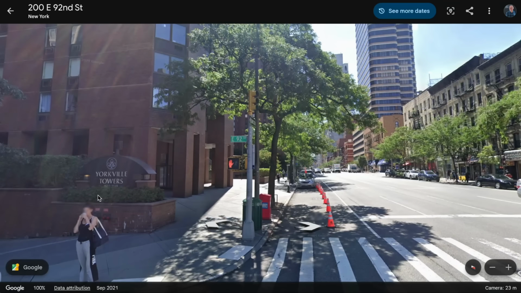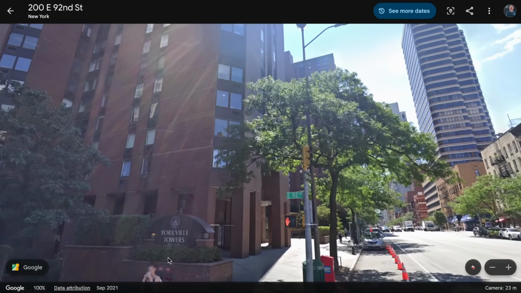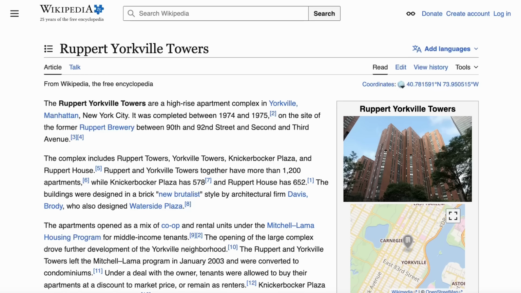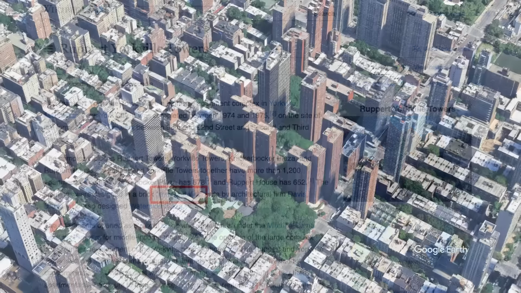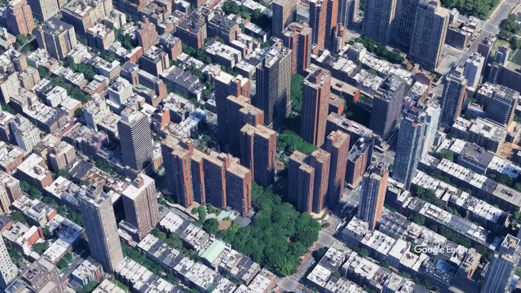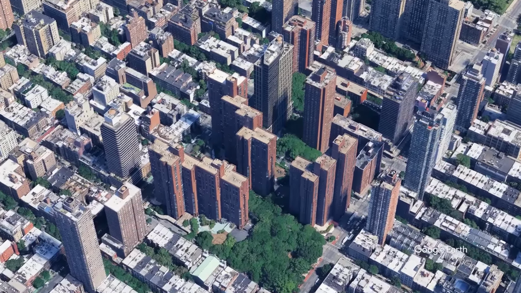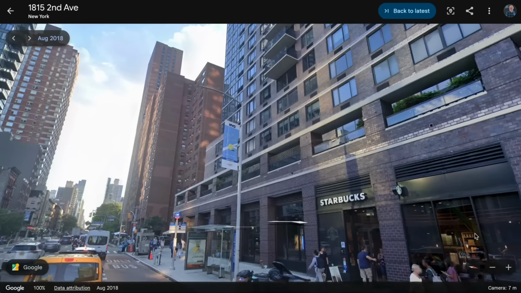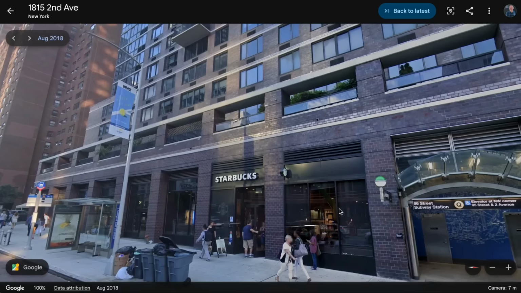I could actually make a whole video on just these 3 blocks. The Yorkville Towers are kind of the centerpiece. They have their own Wikipedia page. They're calling it New Brutalism. It opened as a mix of co-op and middle-income rental units. Most of the complex has now been converted to market-rate condos. Also, we're right on top of the relatively new 2nd Avenue subway.